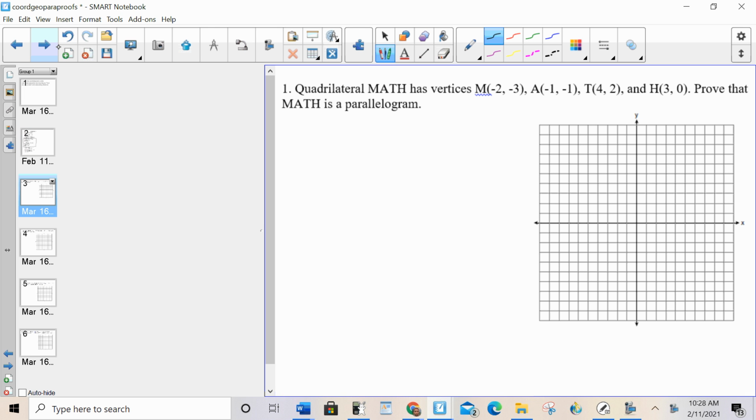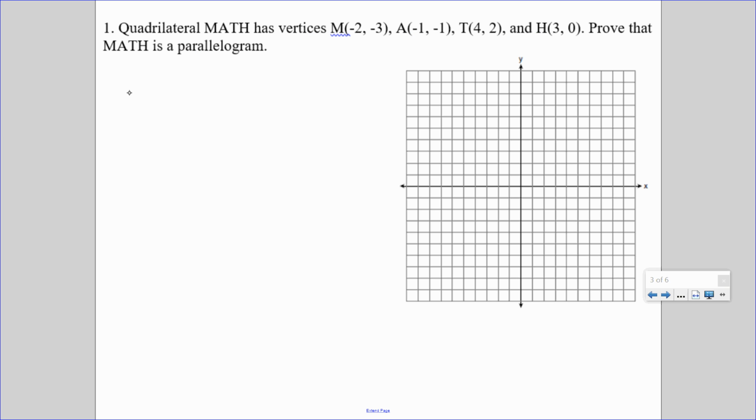So, the structure is going to be the same as yesterday's lesson. Let's start by plotting the points. M is -2, -3. A is -1, -1. T is 4, 2. H is 3, 0.